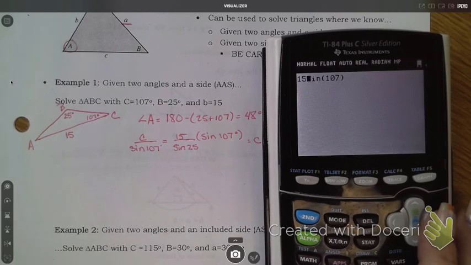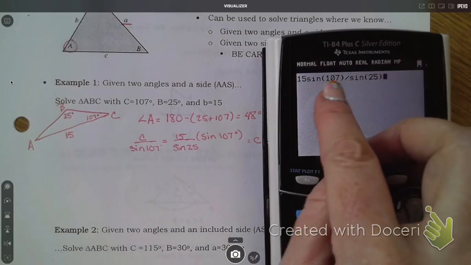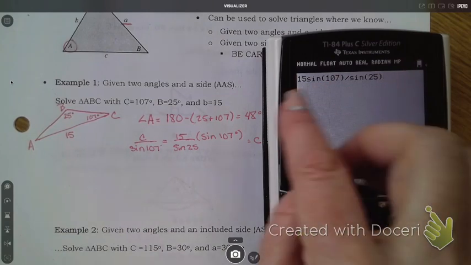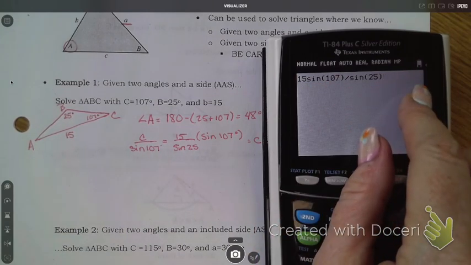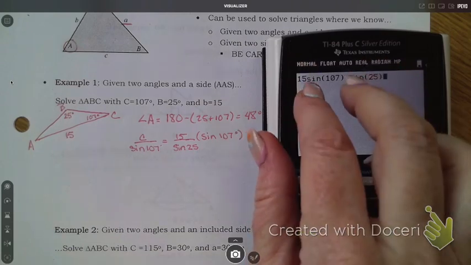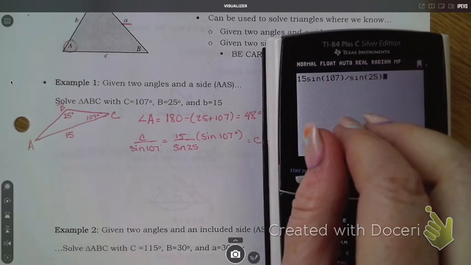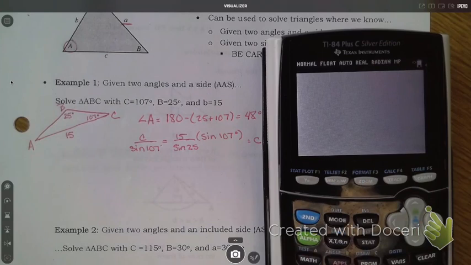Okay, so I have 15 sine of 107 divided by sine of 25. I don't need parentheses in the numerator over the whole thing because it will follow order of operations, left to right, multiplication, division. If you want to put them there because you forget to put them in the denominator, then do it. It doesn't matter. Now, this is what I got. And I know you didn't get that.